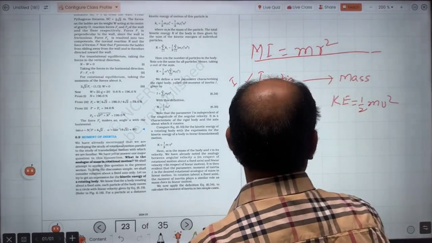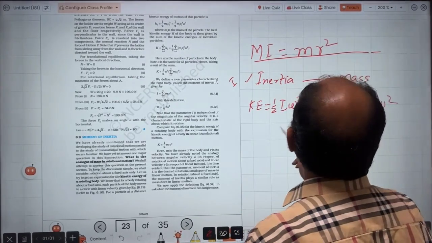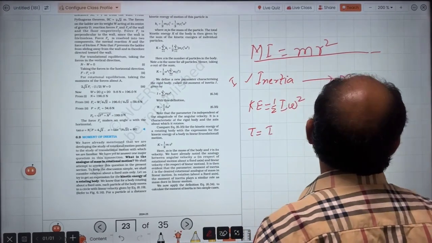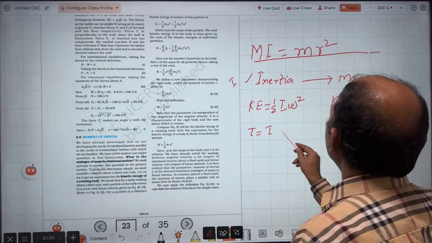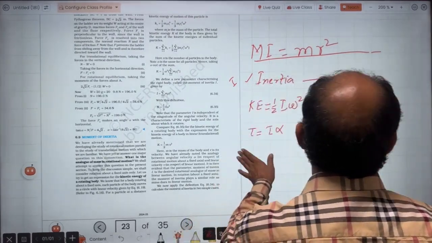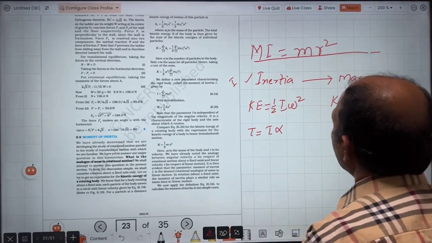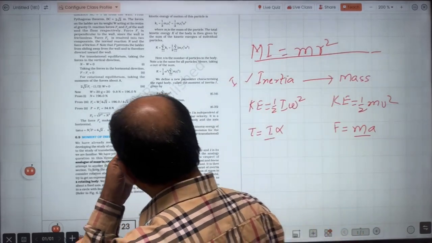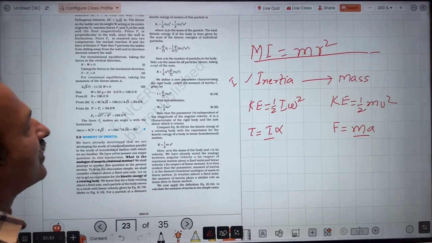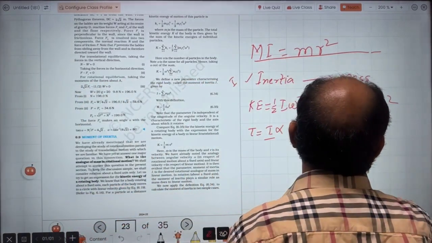Similarly, any other thing, like if we write here F equal to ma, here force will be replaced by torque, and m will be replaced by I, and a is linear acceleration, so here we will consider angular acceleration. So similarly, wherever mass comes in translational motion, in case of rotational motion we will make use of moment of inertia. So moment of inertia is a very good concept.